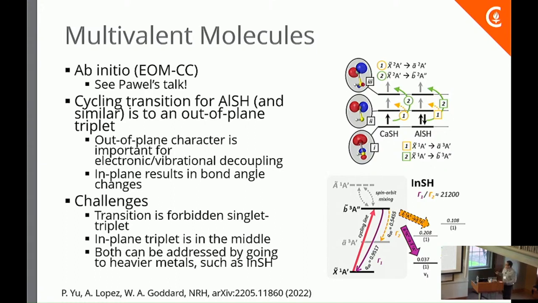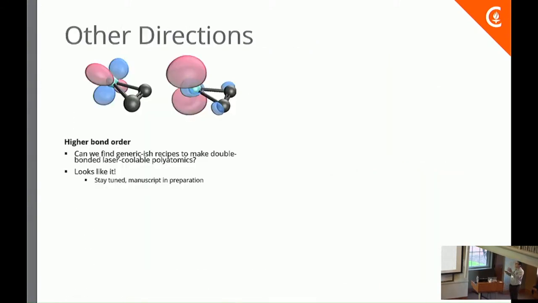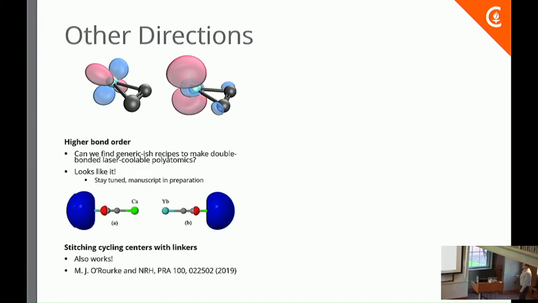So that's maybe interesting. Other theoretical directions that we've been looking at are also similarly higher bond order. So it can find generic recipes to make non-single bonded things. And the answer is it looks like it. That's something I didn't talk about as much because we're not done figuring that out, but we think we figured it out. Stitching together multiple cycling centers with carbon-carbon triple bonded ligands, which also works, gives you two quasi-independent cycling centers, although with some caveats.